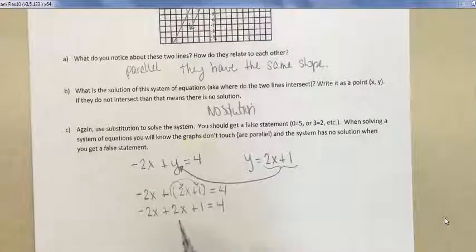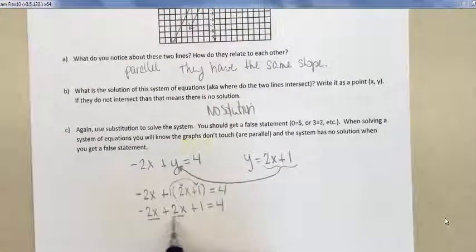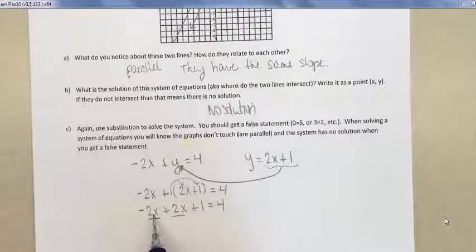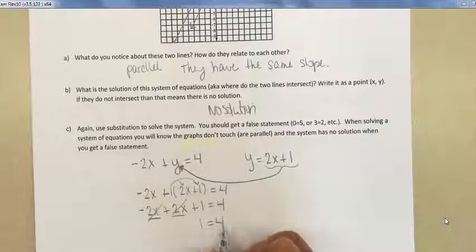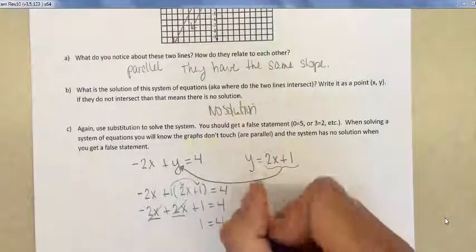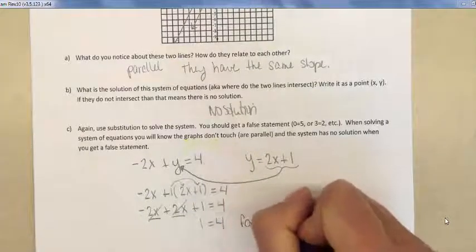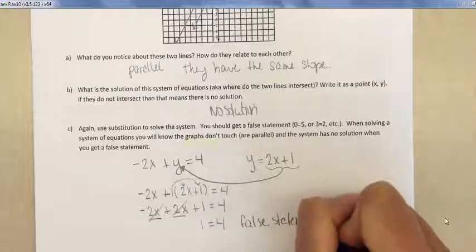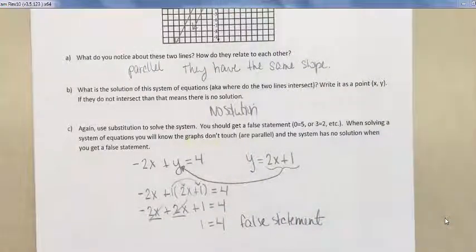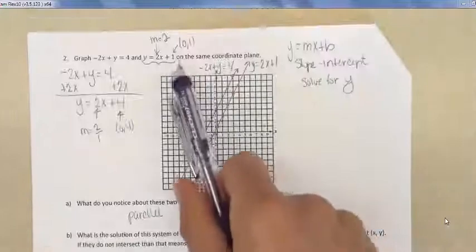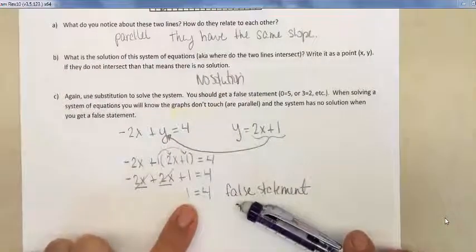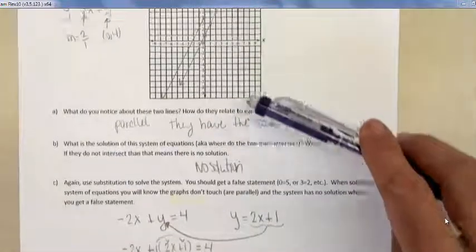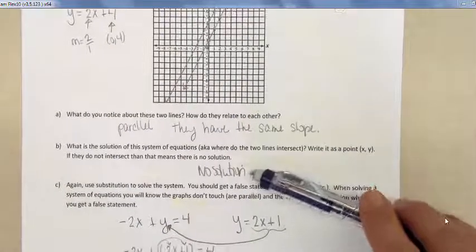Combine like terms on each side. So I notice on this side that I have some like terms. I combine those. Negative 2x plus 2x, well, that's 0, right? So these actually cancel out, and I'm left with 1 equals 4. Notice that's a false statement. 1 does not equal 4. So if you have two equations of lines and you're trying to solve the system algebraically and you get a false statement, that means that they are parallel lines and therefore there is no solution. They never ever touch.